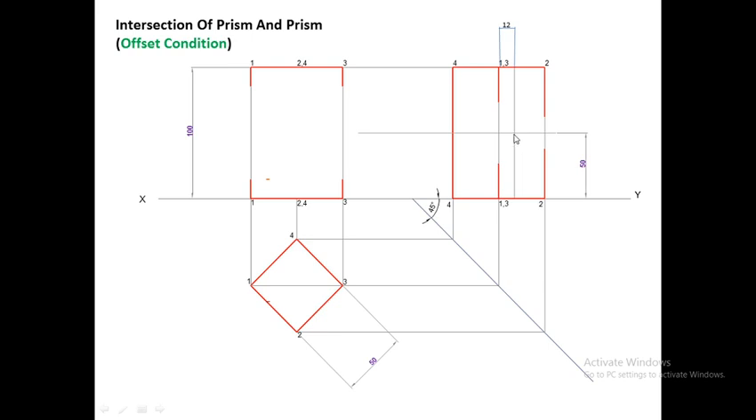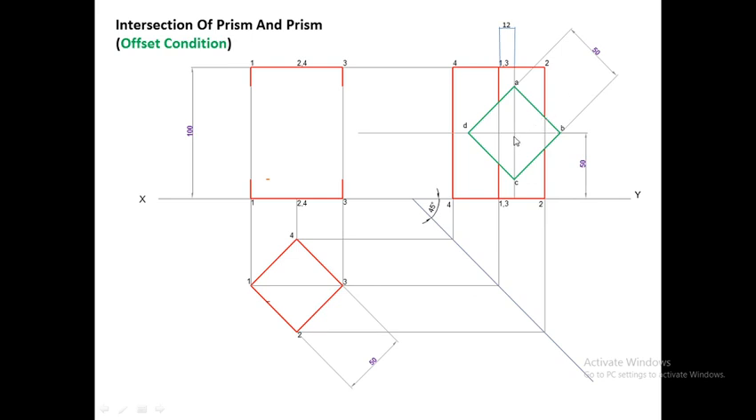So now this point, that is the point of intersection of this light projection line and this vertical line, will represent the axis of the horizontal square prism, since it is satisfying the condition of 12 mm offset. Now we will draw the horizontal square prism in the form of a kite. So we have drawn the horizontal square prism. Now the dimension will be marked. We have marked the corners as A, B, C and D, and the dimension is 50 mm.